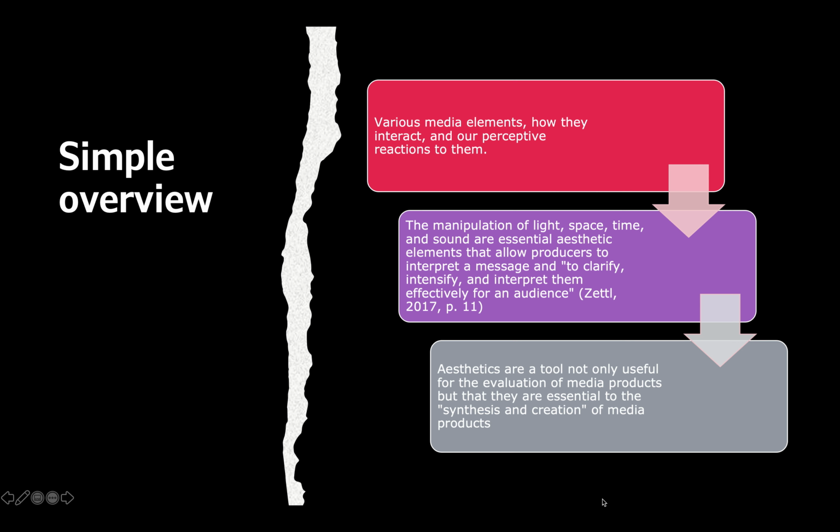Herbert Zettl, the author of that book, is saying that this media aesthetics theory is looking at the various elements and how they work together and how we react to them. And we can manipulate all these things: light, space, time, sound. They're essential to a video production, but how we enhance them changes how people, meaning the audience, will interpret them. It helps us evaluate these products, but it helps us create these products.